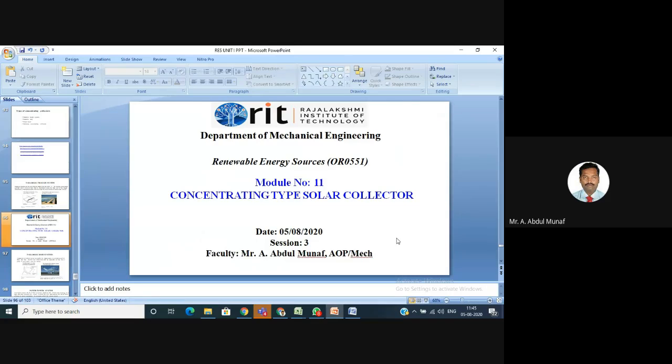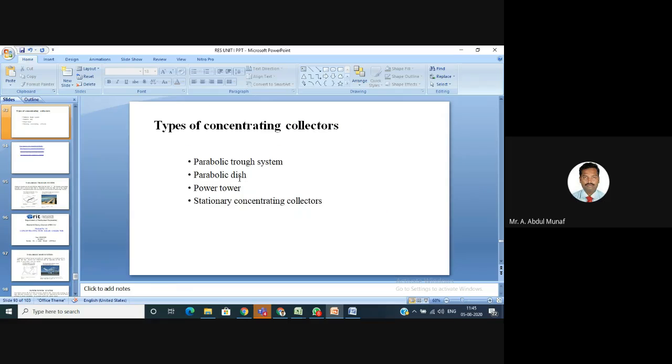Today we are going to see the topic concentrating type solar collector. In this concentrating type solar collector, we have four types. First type is a parabolic trough system. Second one is parabolic dish, third one is a power tower, and fourth one is a stationary concentrating collector.